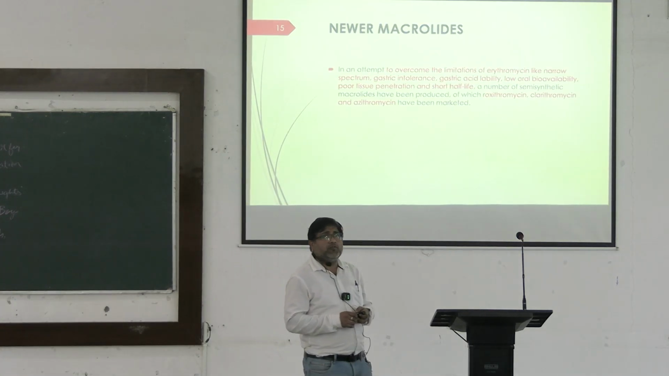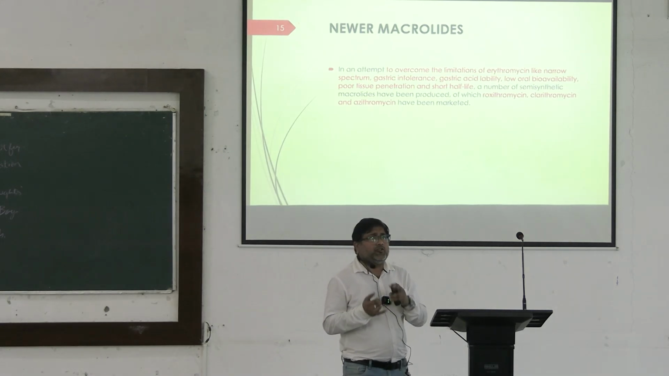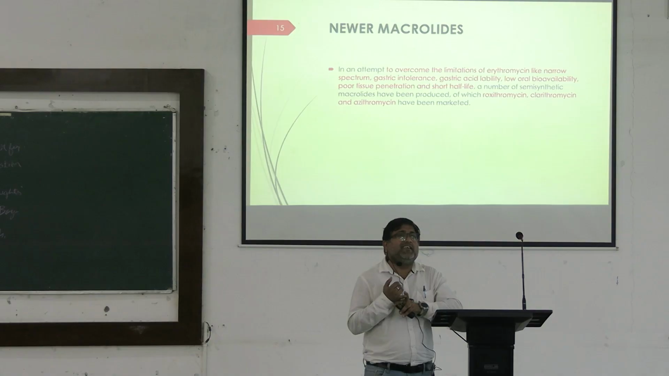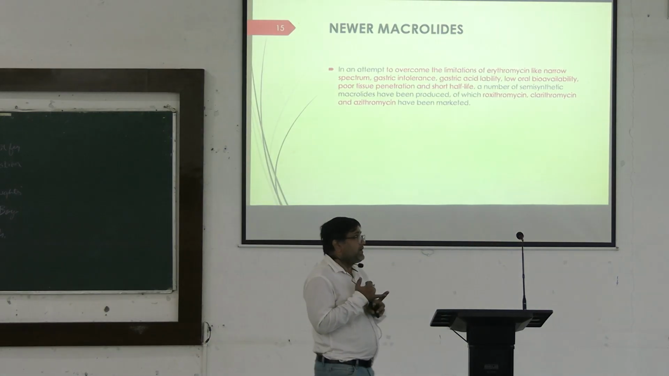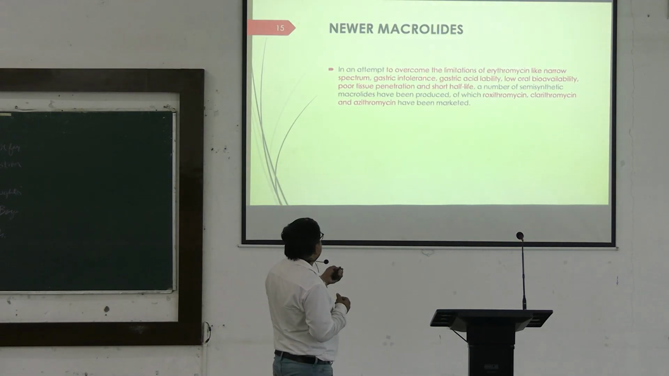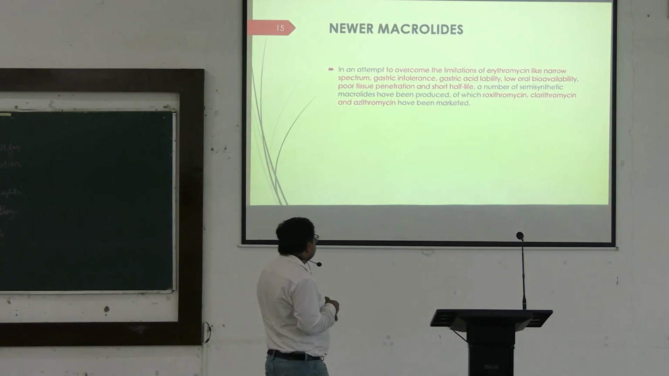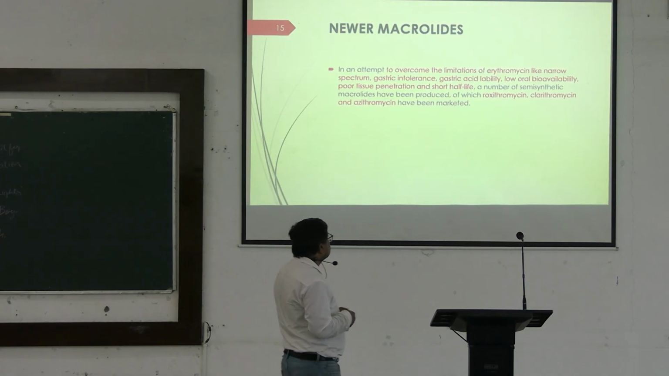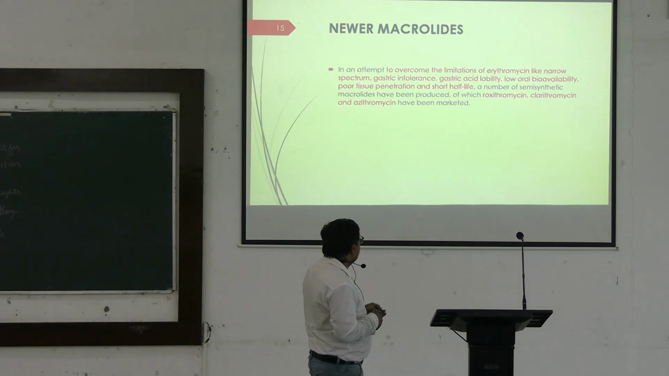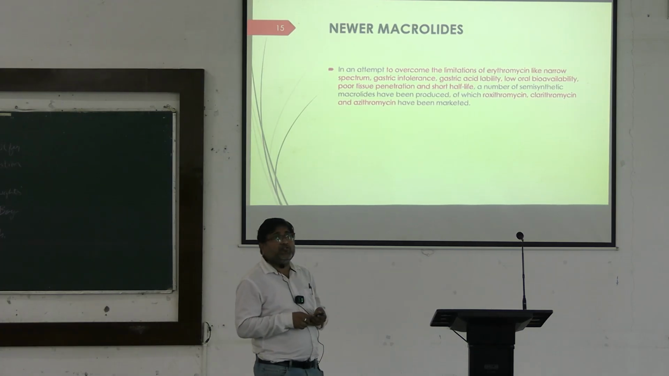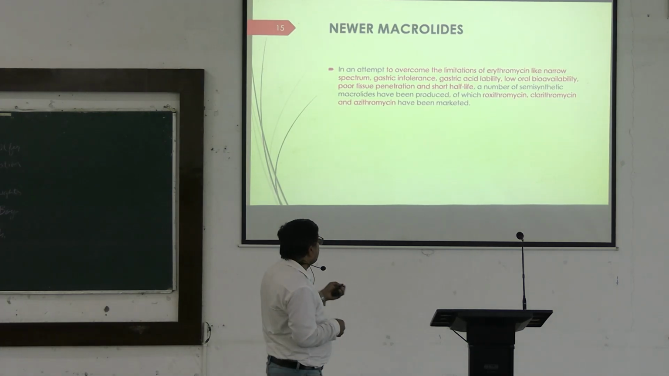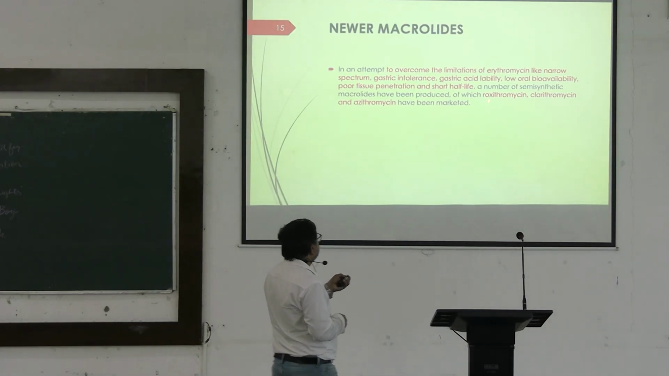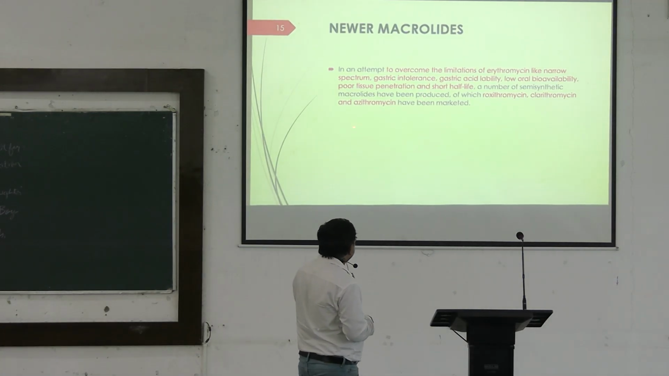Now coming to the newer macrolides. Erythromycin is the prototype drug. The problem with the drug is that it is acid labile, number one. So in an attempt to overcome the limitations of erythromycin, like narrow spectrum, gastric intolerance, gastric acid lability, low oral bioavailability and tissue penetration, newer macrolides have been synthesized, which include roxithromycin, clarithromycin and azithromycin.